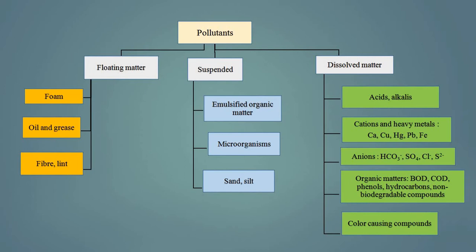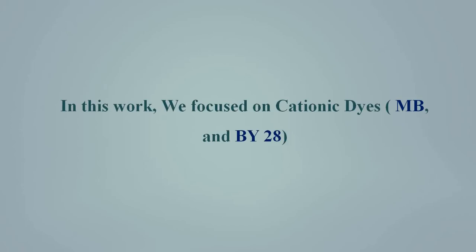Organic matter like BOD and COD, phenols, hydrocarbons, and non-biodegradable compounds. Color comes from dye-causing compounds. In this work, we focus on the cationic dyes MV and PY28.